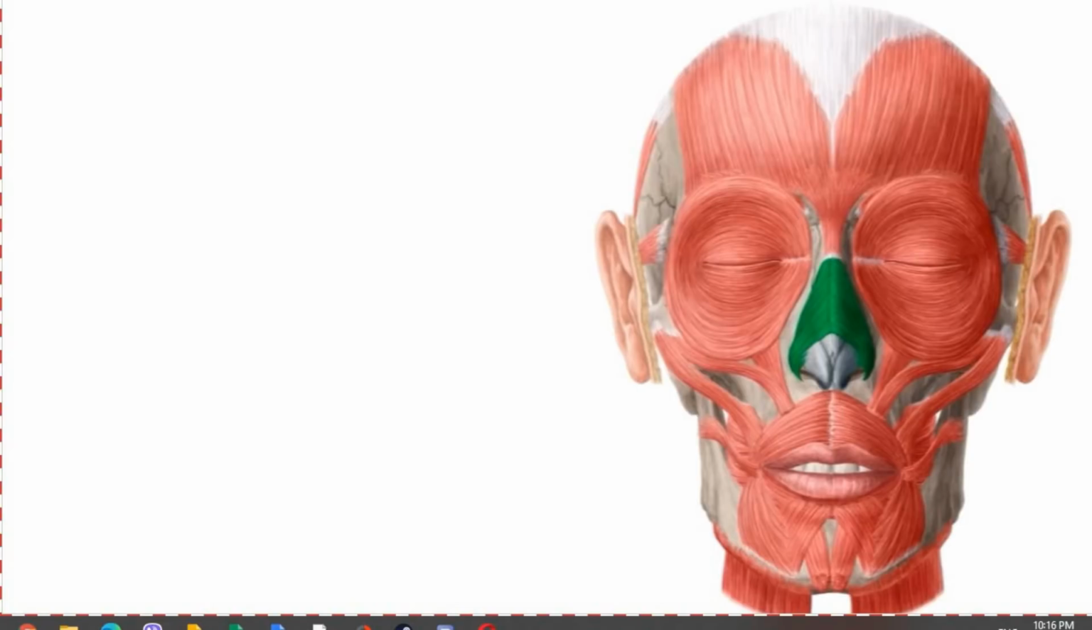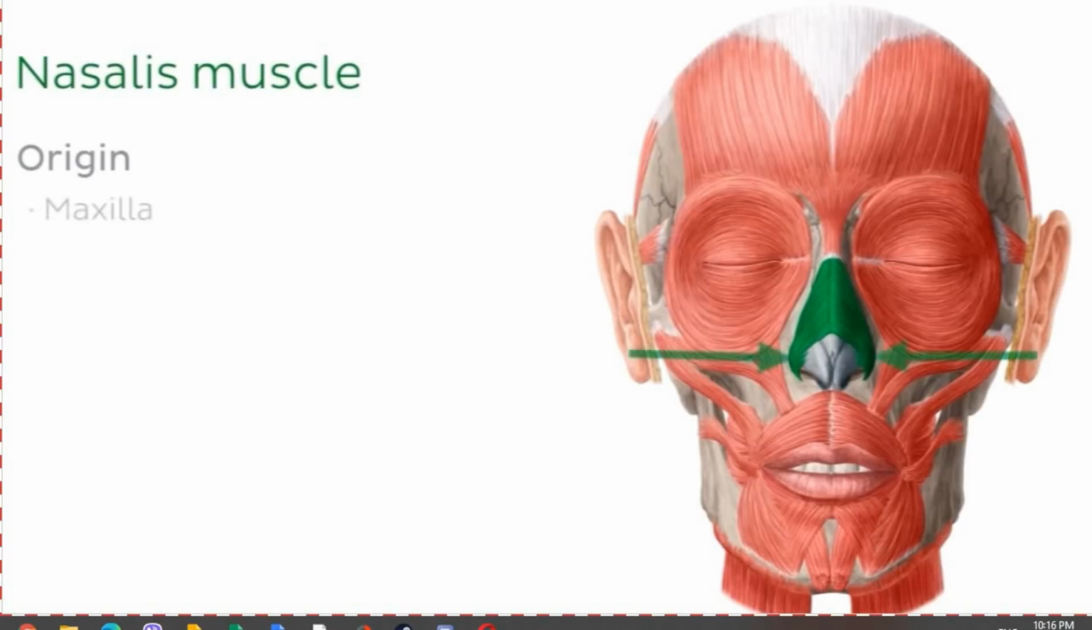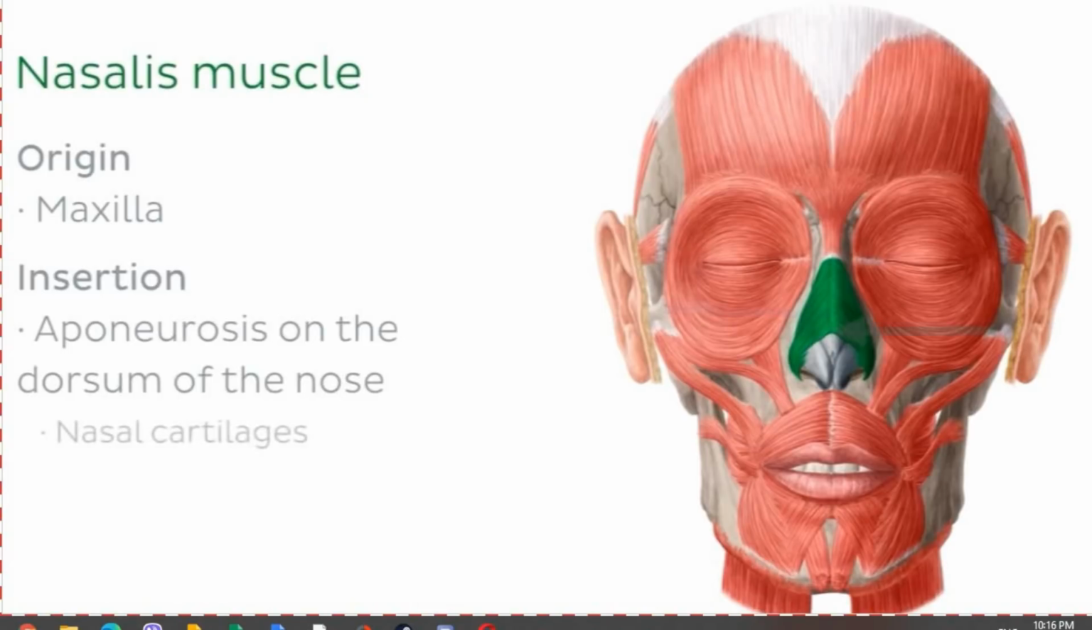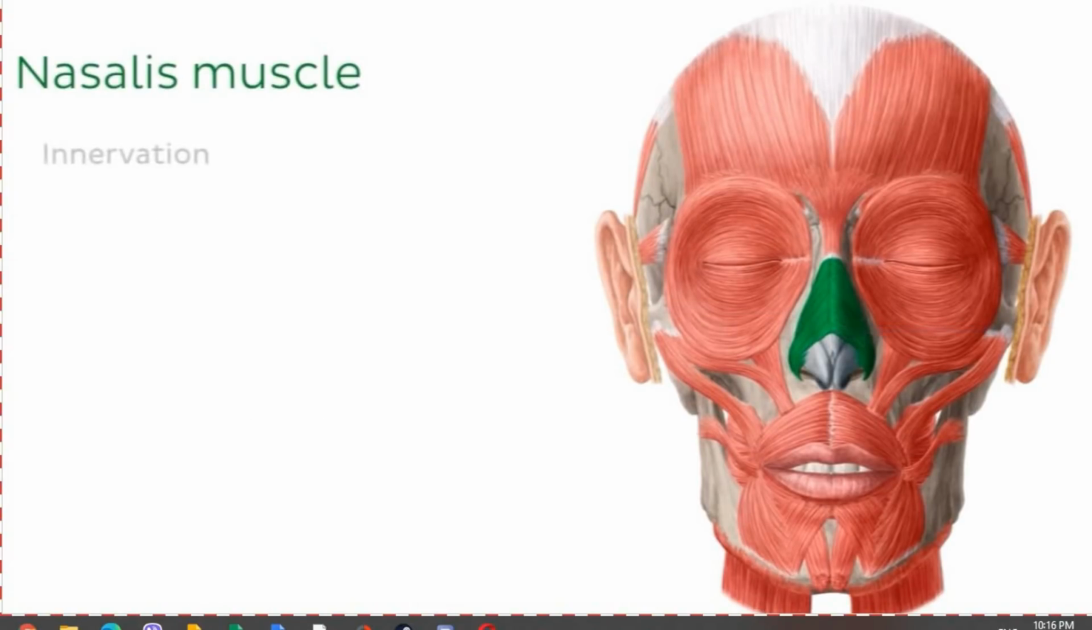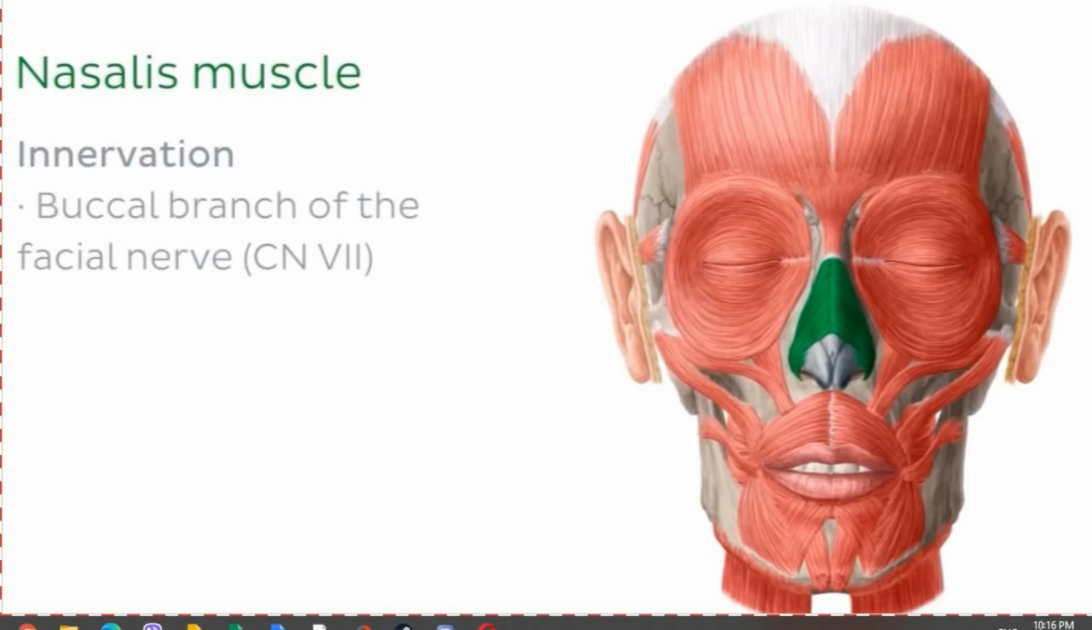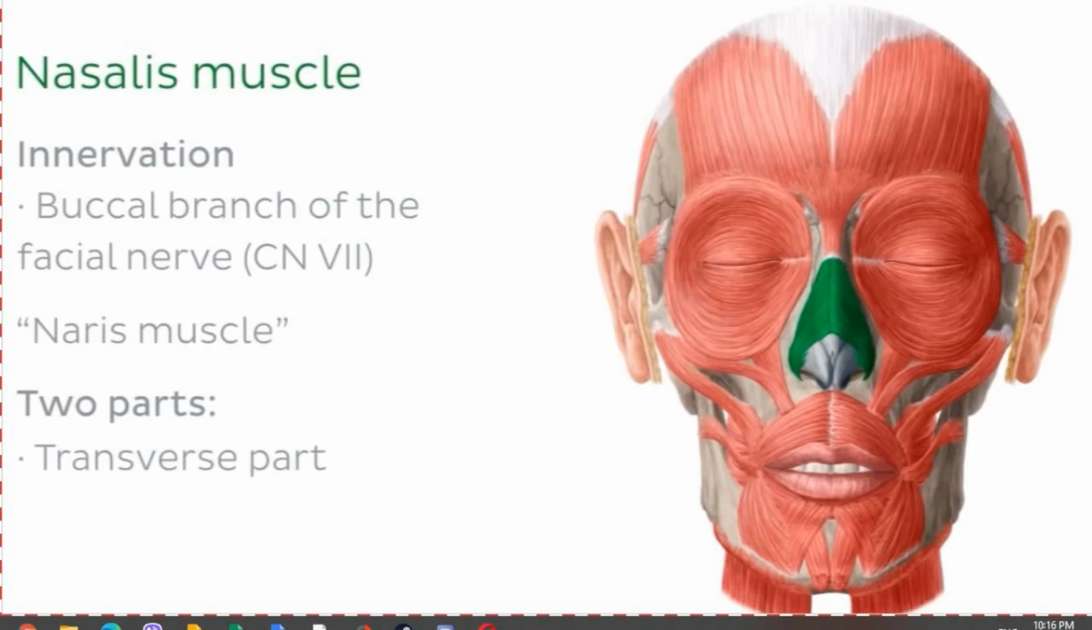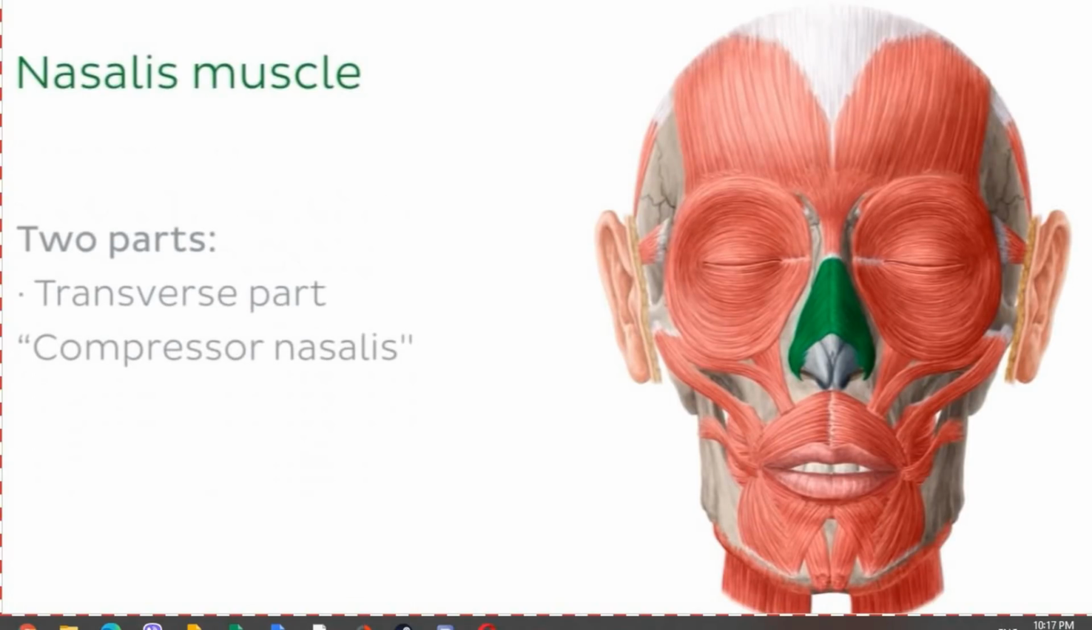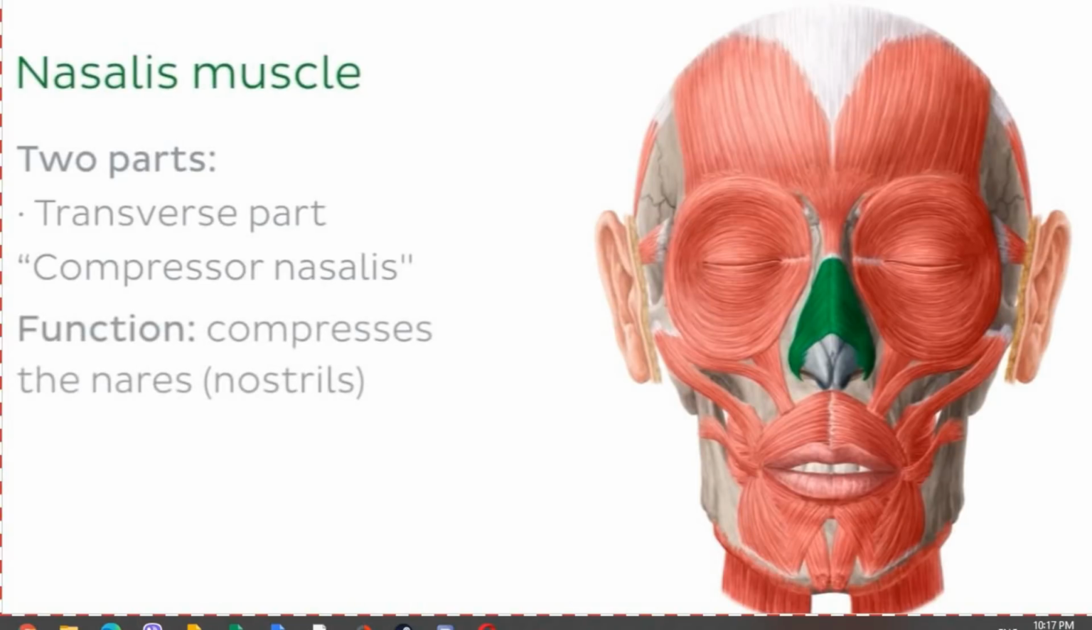Also belonging to the nasal group of muscles of facial expression is the nasalis muscle. This muscle has its origin in the maxilla, inserting into the aponeurosis on the dorsum of the nose, as well as the nasal cartilages. It is innervated by the buccal branch of the facial nerve. The nasalis muscle, also known as the nares muscle, can be divided into 2 parts, each of which perform a different function. The transverse part of the muscle, also known as compressor nasalis, compresses the nares, whereas the alar part of the muscle, also known as dilator nasalis, opens the nares.